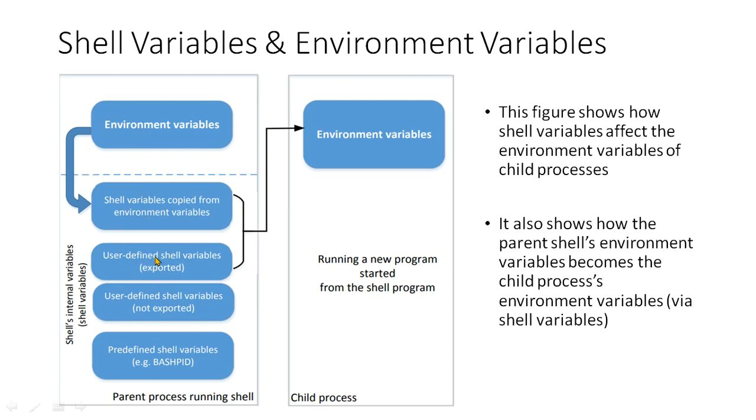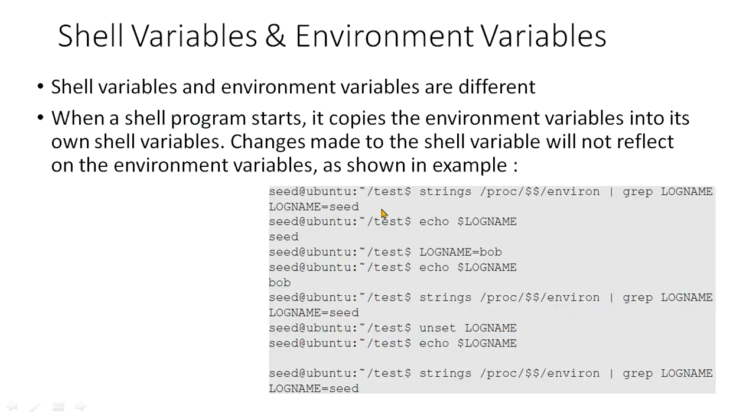And we can also define some new shell variables here. So when we run a new process, the environment variables of the child process are inherited from the shell variables of the parent process, and whatever newly shell variables are defined and exported are also copied to the child's environment variables. Let's go back to this example.